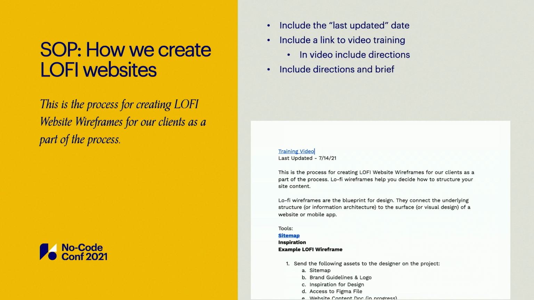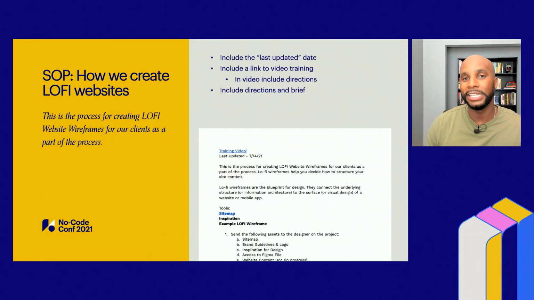And then I talk a little bit about tools that you'll need, right? They'll need the sitemap, right? So they know exactly what sections and pages to create. They'll need a link to inspiration. We'll usually create a website artboard as a team based on the findings that we have, and then leave comments on things that we really want to include. And then we have an example low fidelity wireframe in Figma that they can use as a UI kit.